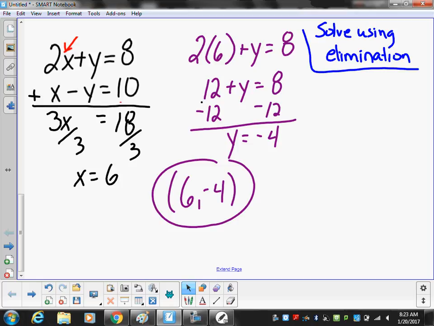Elimination is easier if you already have a coefficient that's the same but opposite. So in this case, you had a 1y and a negative 1y. So the numbers were the same, but the signs were different. If you had that, it's always easier to use elimination.